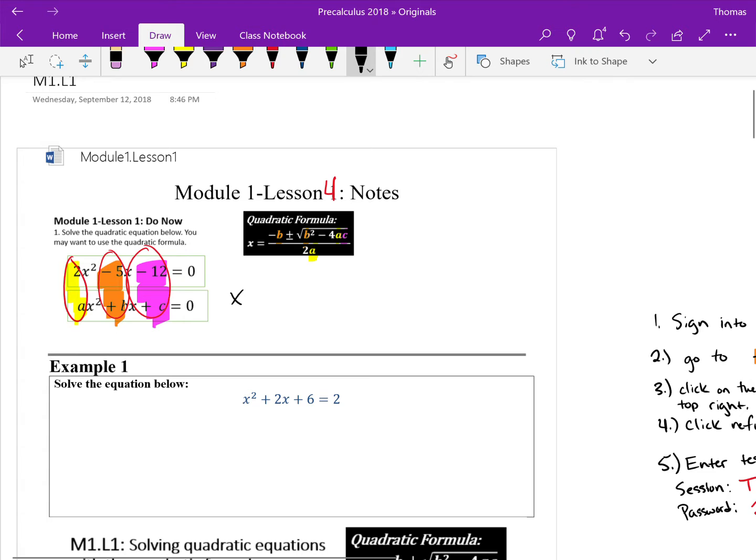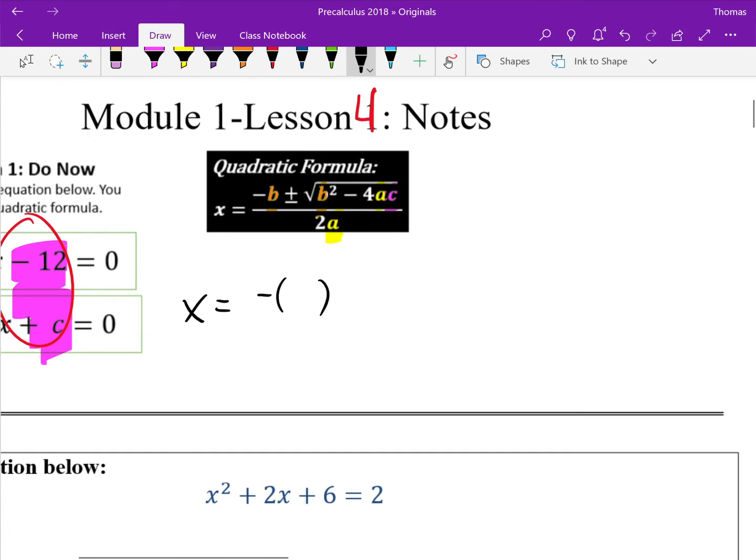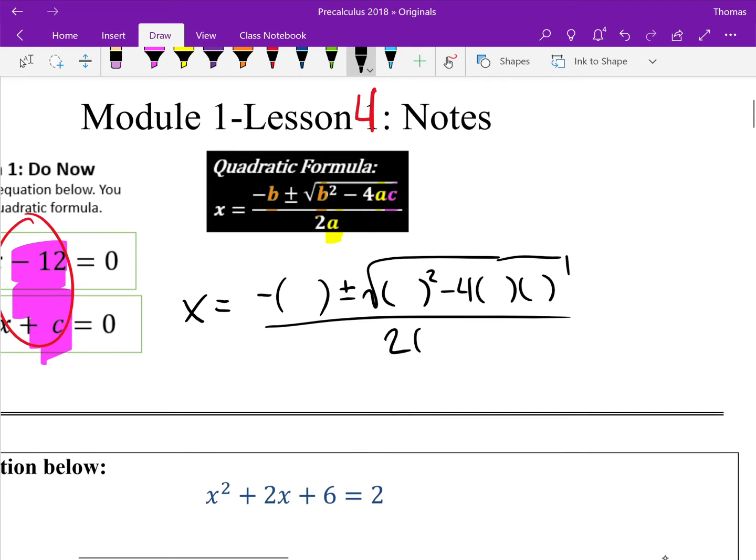The solution is going to be x equals negative. Now whenever I plug in a variable, I like to open parentheses and just leave a space there because I'm going to fill it with something. But for right now I'm just going to leave it blank. Same thing here with b squared. I don't know what b is yet. We'll get the value in a second. I'm going to fill it in with just parentheses now. Minus 4a and c all over 2a.